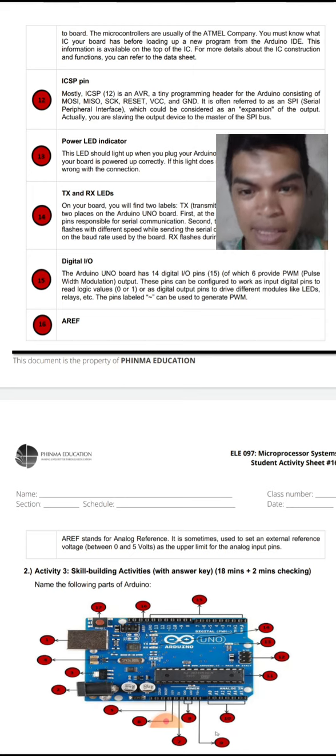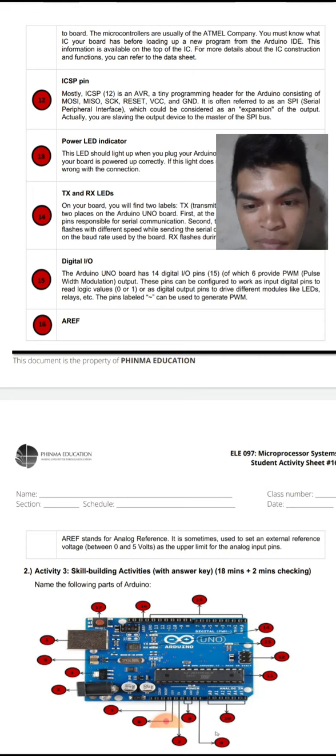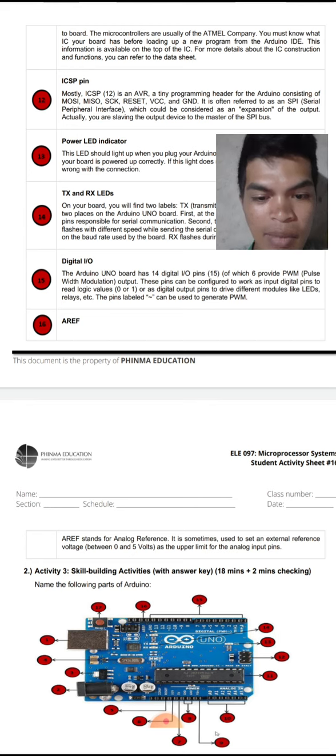Last is AREF, number 16. AREF stands for analog reference. It is sometimes used to set up an external reference voltage between 0 and 5 volts as the upper limit for the analog input pins.